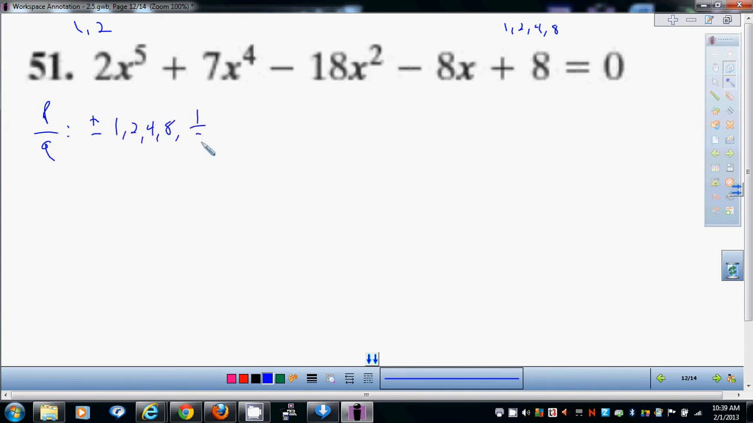How many sign changes do I have? 1, 2. So that's potentially 2 positive or 0, and 3 or 1 negative. They're pretty similar. I guess I'll start out looking for the negative because there could potentially be more of those. So let's try negative 1, 2, 7, negative 18, negative 8, positive 8, 2, negative 2, 5.